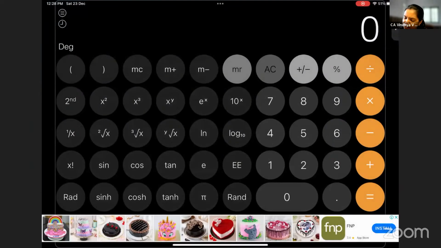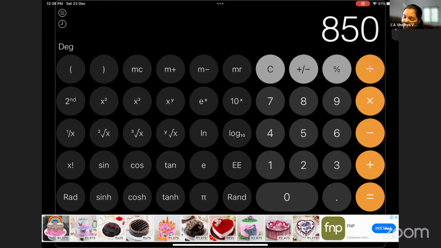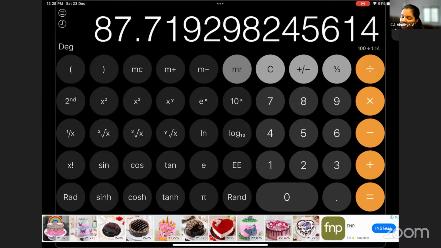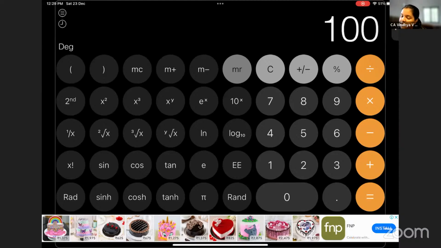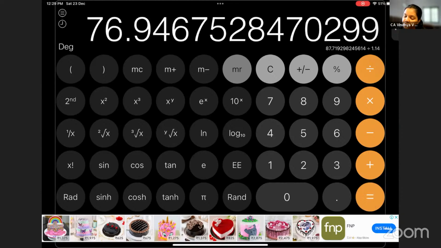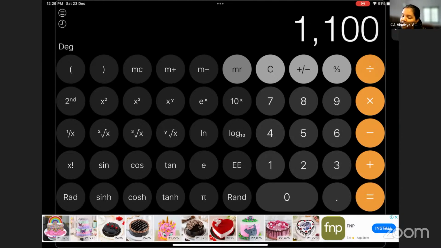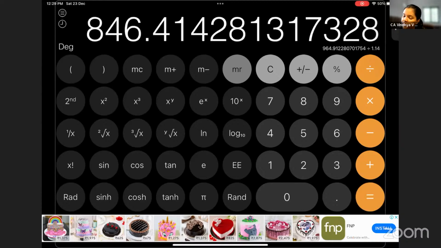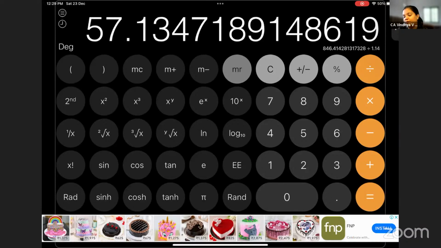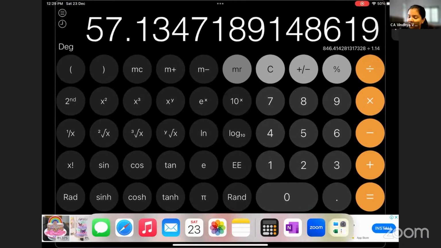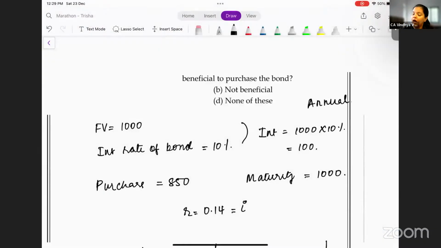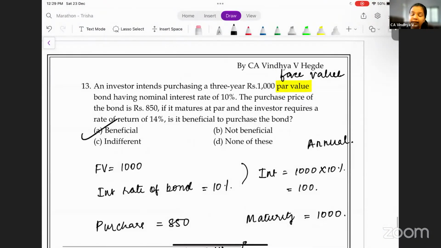Yes. Just a minute. 850 is M minus. Then 100 divided by 1.14, M plus. 100 divided by 1.14 to the power 2, M plus. 1100 divided by 1.14 to the power 3, M plus, MRC. Yes. All right. So this is the net present value, or the value of the bond after considering the inflow and the outflow. So can I say purchasing the bond is beneficial?